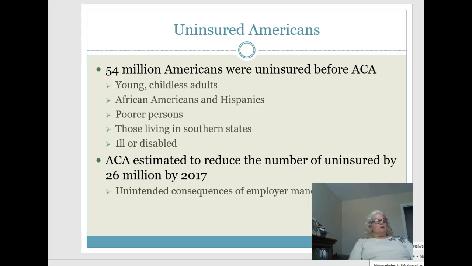Now, uninsured Americans: 54 million Americans were uninsured before the Affordable Care Act, and you notice the reduced number of uninsured that have come into place. Cut it nearly in half. Those that are uninsured, even today, still fall in these categories. More likely to be young, childless adults. That's you in college. That's you after you finish school. They're more likely to be African American and Hispanic, and we can see Native Americans still tied to this. They are the poorer people, and they're more likely to be living in the South.